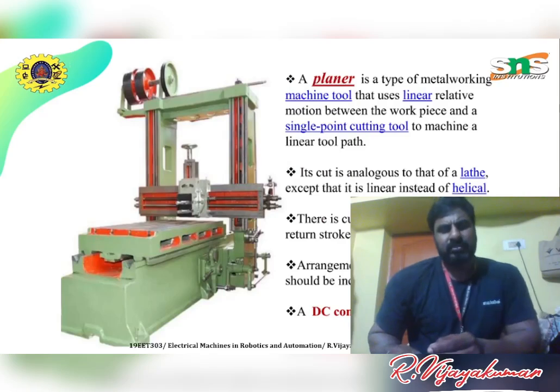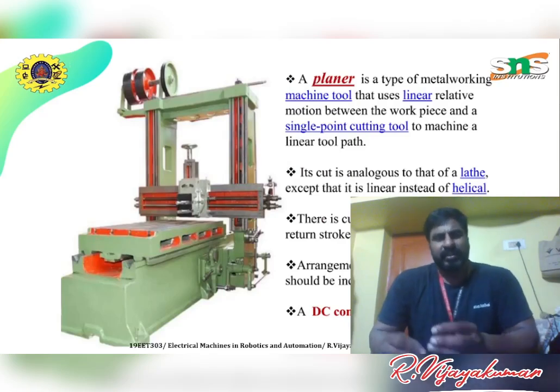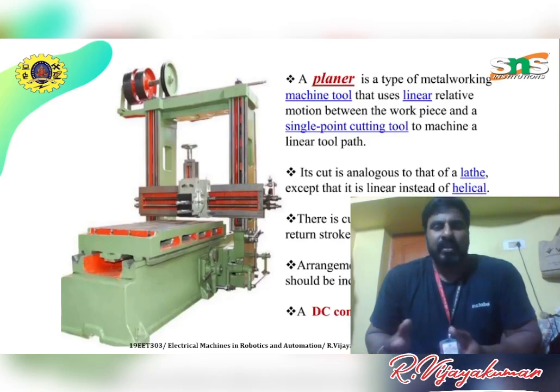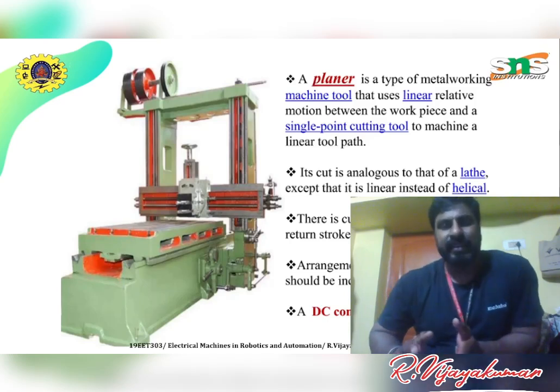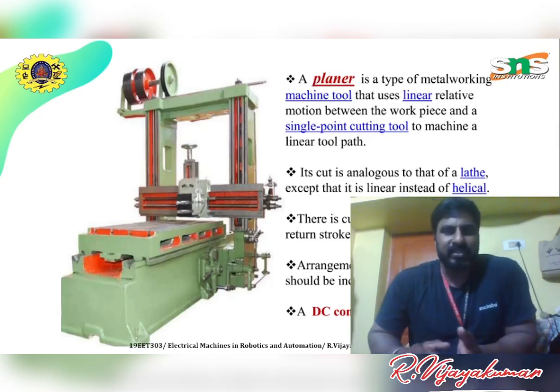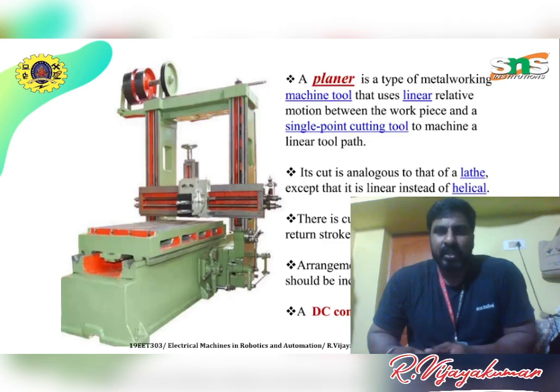So first, in AC drives and servo drives, we are taking an example. A planer is a type of metal working machine tool that uses linear relative motion between the workpiece and a single point cutting tool. The machine's linear tool path cut is analogous to a lathe, except that it is linear instead of helical. There is a cutting stroke, a quick sudden stroke. So we are using a DC compound motor.